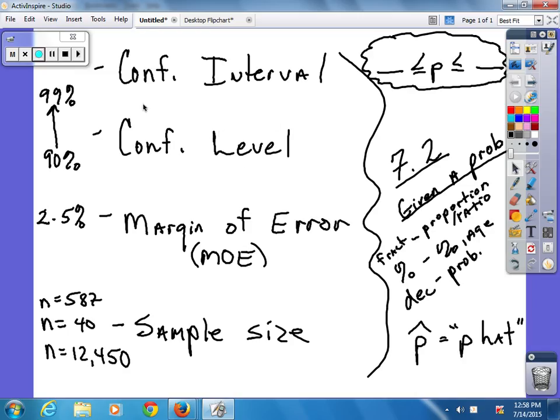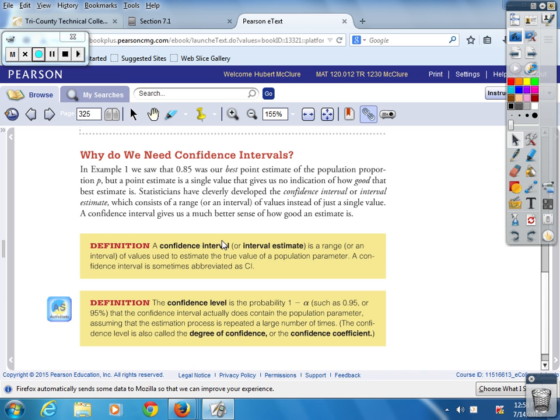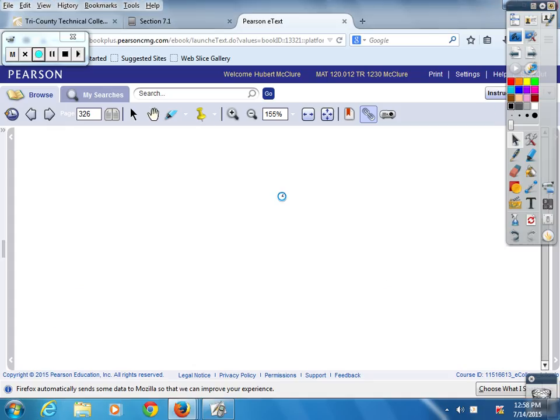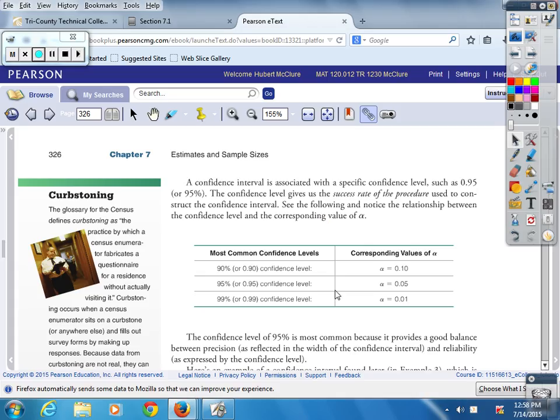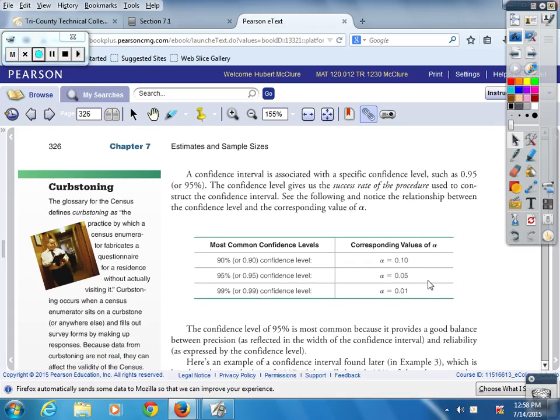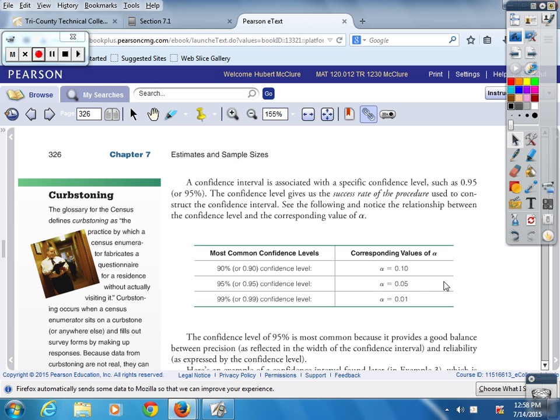So the confidence level is basically how sure are we in the data. Confidence interval is a range, and you'll see the better application of the confidence interval and the confidence level when we're doing the problem. Now, what is a confidence level? Well, let's go ahead and explain how to use the confidence level.